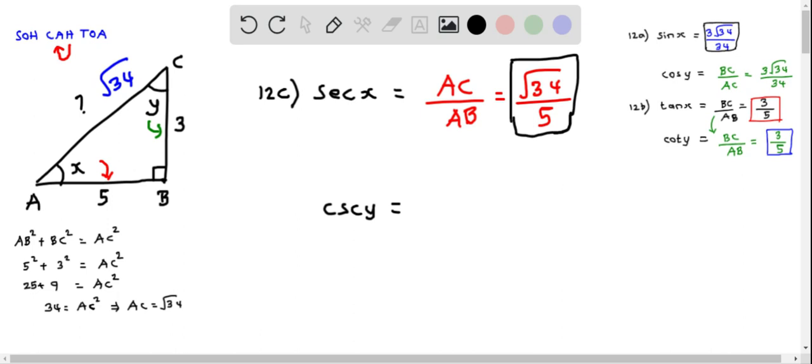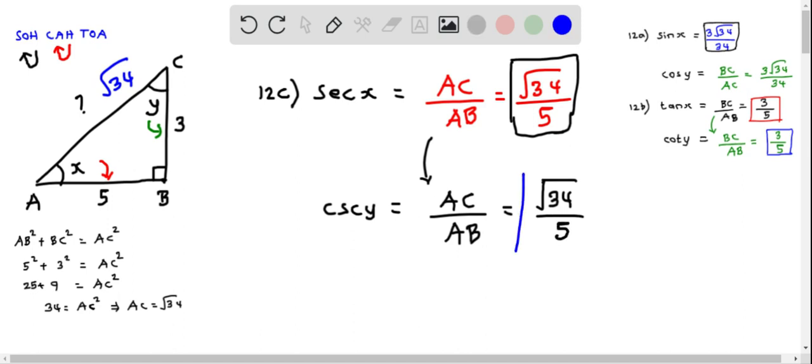Now let's find cosecant y. Cosecant y is the reciprocal of sine y. So in SOH CAH TOA we can use hypotenuse over opposite side. For angle y, the hypotenuse is AC and the opposite side is AB. So we write AC over AB. You can see that these two are equal, which means the result will also be the same. That is, secant x is equal to cosecant y. So we get root 34 over 5, and this is cosecant y. So we have obtained all the trigonometric ratios.